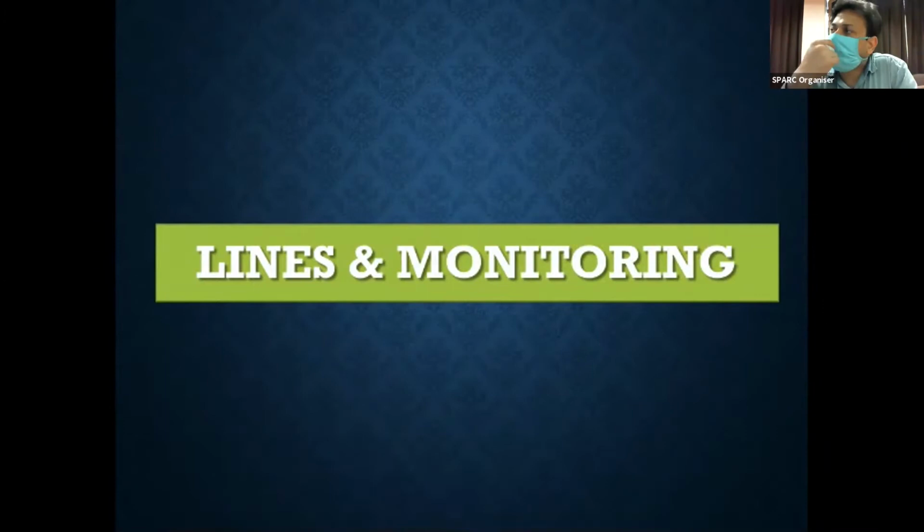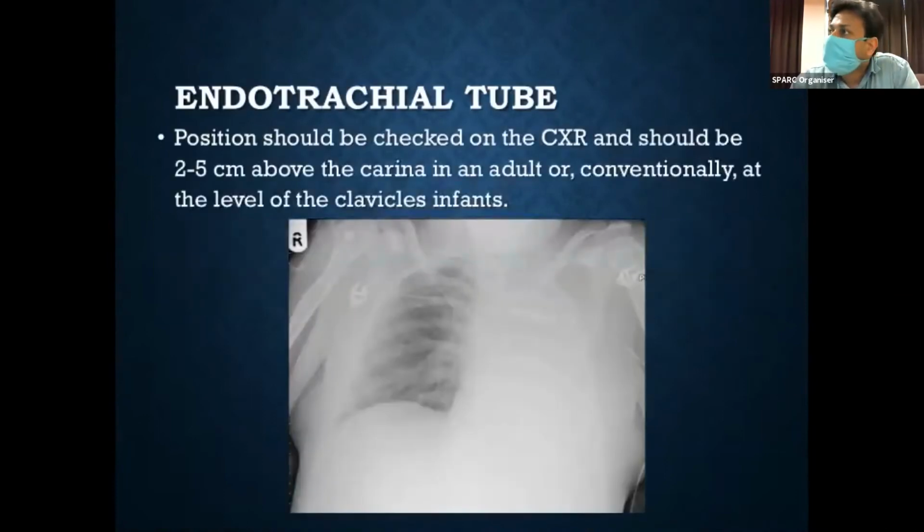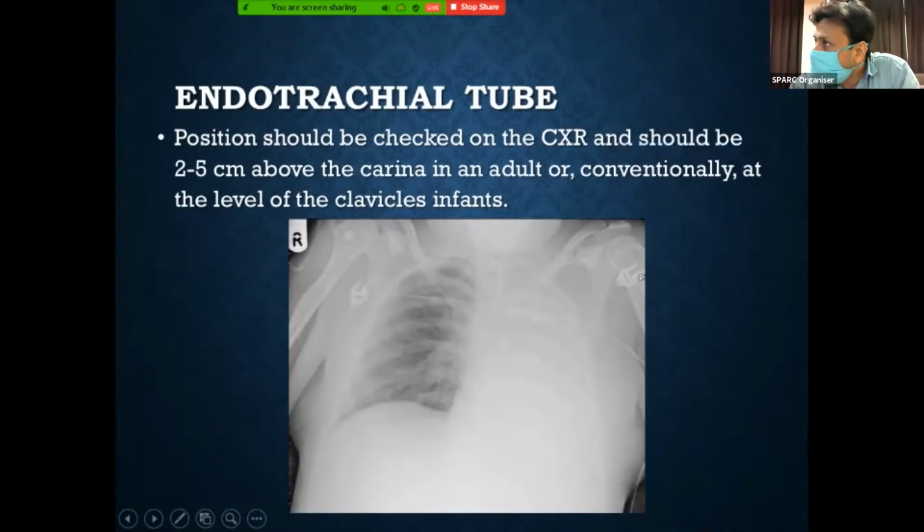Now coming to the lines and monitoring, as you people are dealing with a lot of sick patients, and there are a lot of devices which are put in these patients like chest tube, endotracheal tube, Ryle's tube, tracheostomy tube. So in addition to seeing the abnormalities, it is also a good idea to check the position of these lines and monitoring devices. So what happened in this case, the X-ray is not very clear, but let me explain.